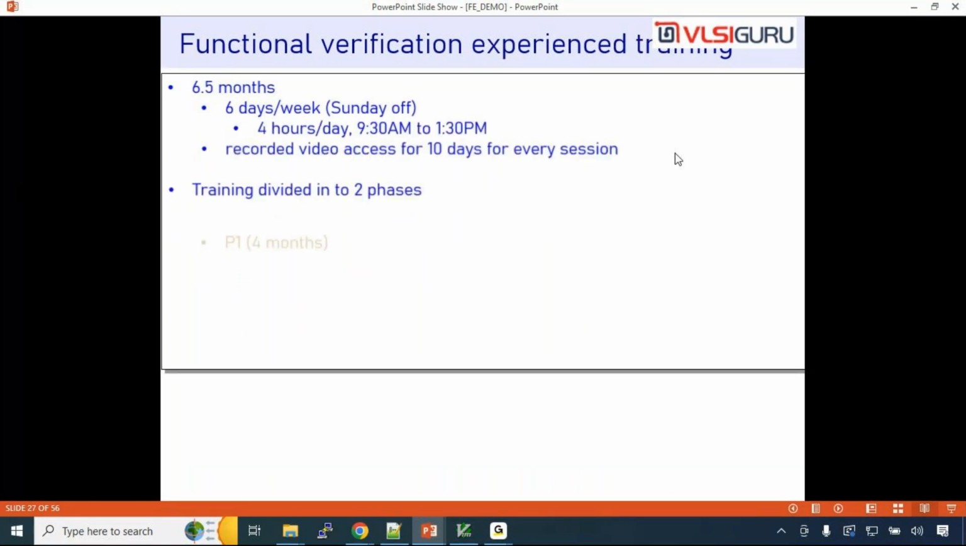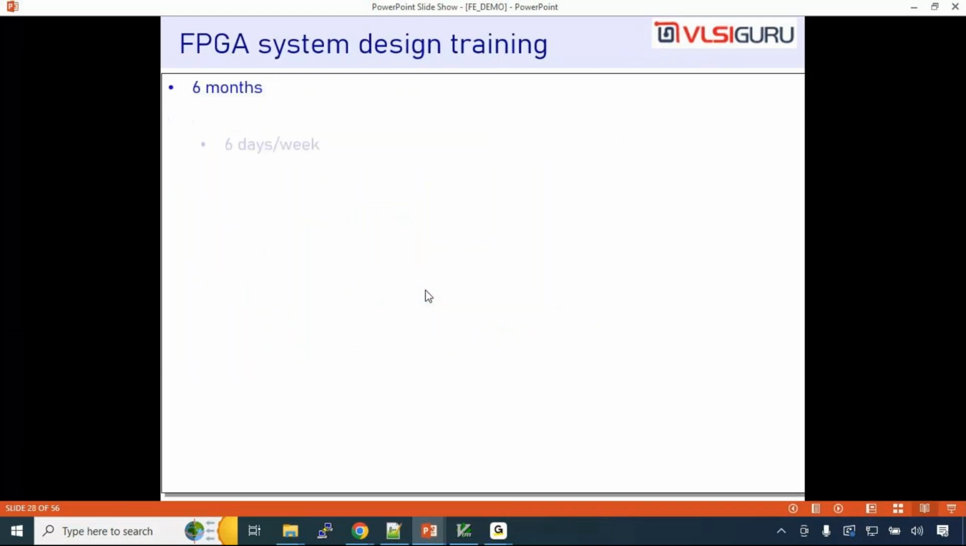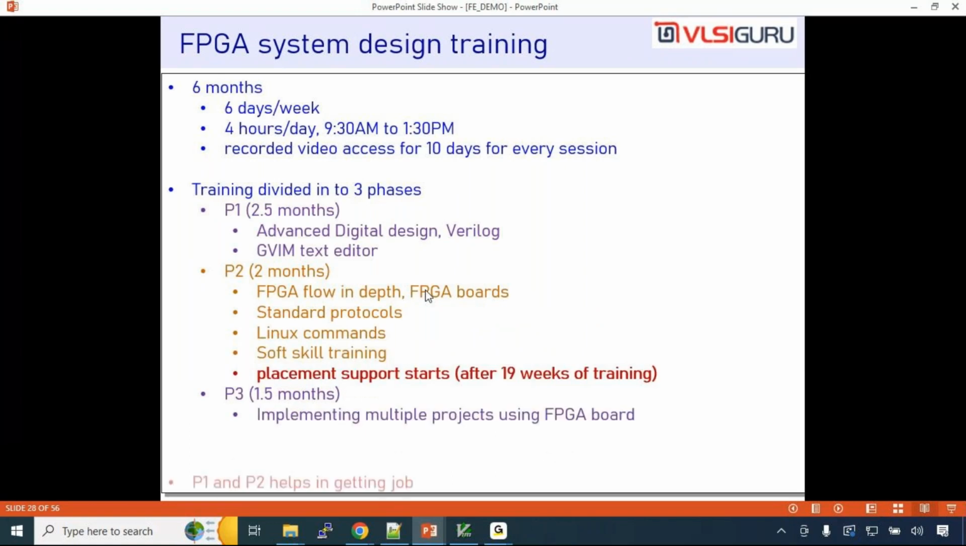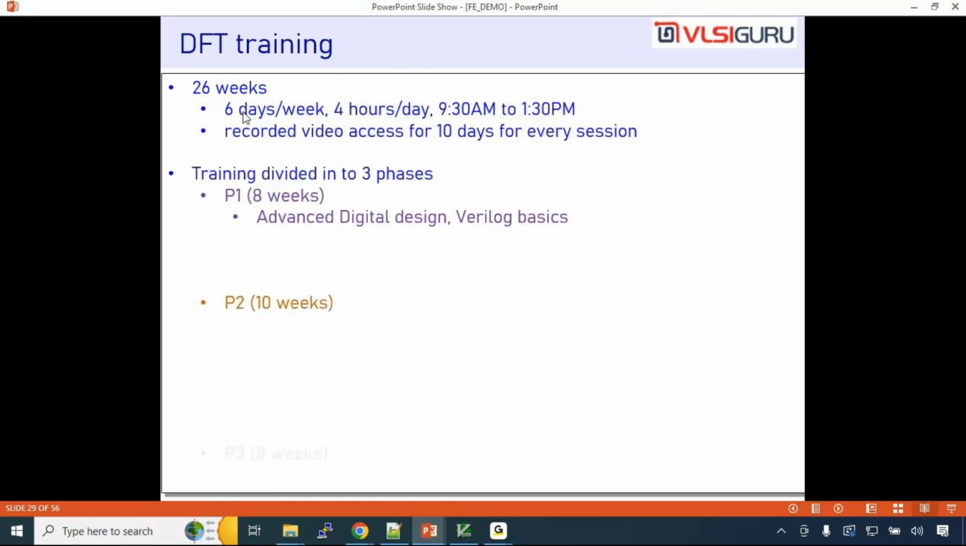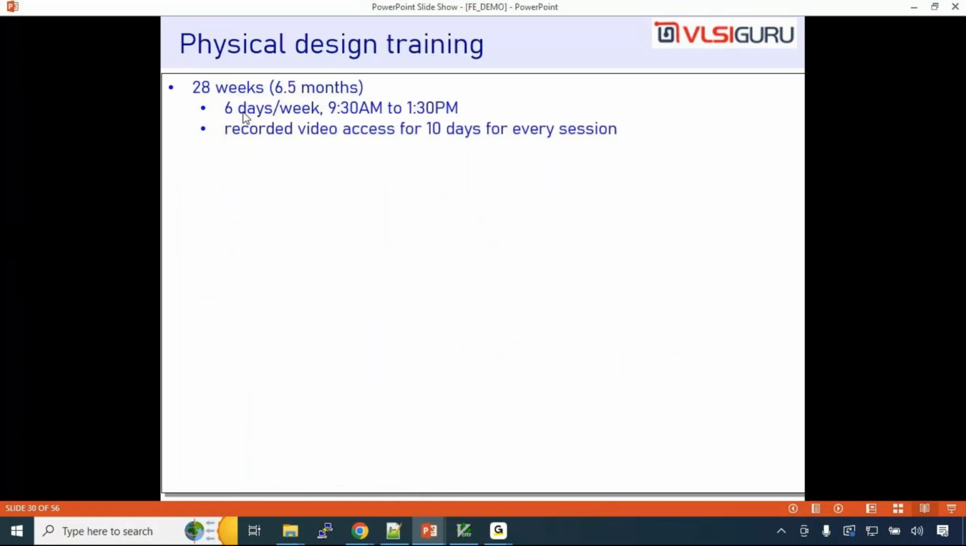Same schedule. In the initial schedule they learn SystemVerilog and UVM. In the second schedule they learn industry standard projects. FPGA, let the trainer talk about it. All the topics related to FPGA will be covered here. Even DFT, let the trainer talk about these topics. Okay. During the dedicated session, the trainer will cover DFT related things. Physical design also I'll skip.